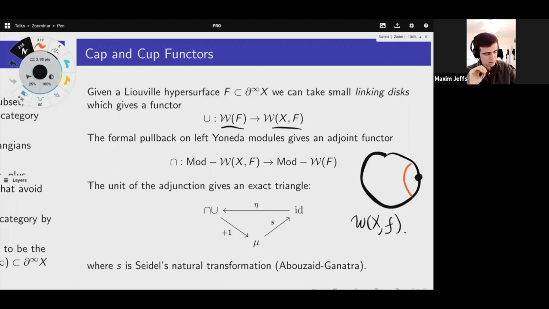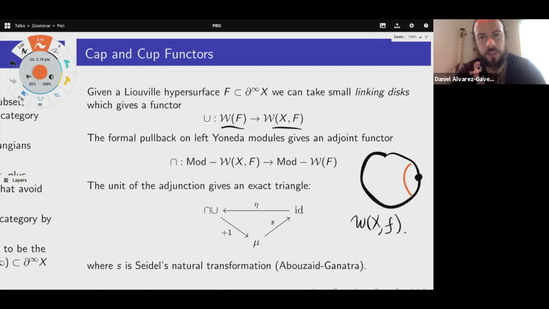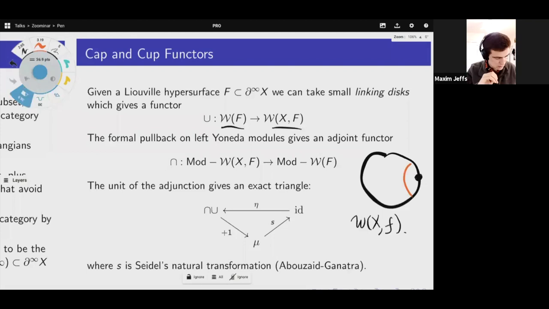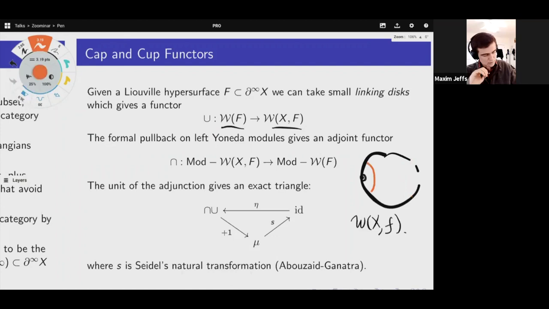Sorry, Maxim, what was on the wrong side? What did he do on the wrong side? Oh, sorry. My picture was supposed to be flipped. So my picture was supposed to be over here, and this Lagrangian was supposed to live over here. Whoops. Like so, yep.